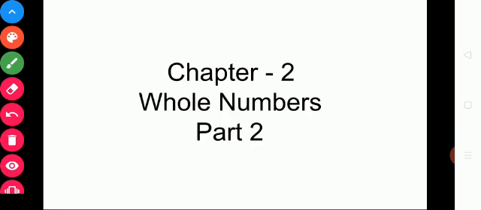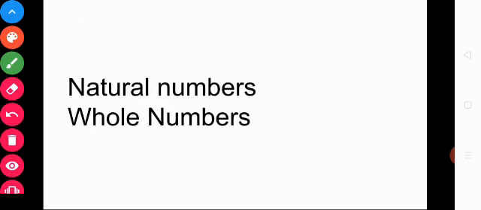Welcome to Math class, grade 6, chapter 2, whole numbers, part 2. At last class, we learned about natural numbers, which are also called counting numbers. If we add 0 in the collection of natural numbers, we get a new collection of numbers called whole numbers. Thus, the natural numbers along with the number 0 form the collection of whole numbers.